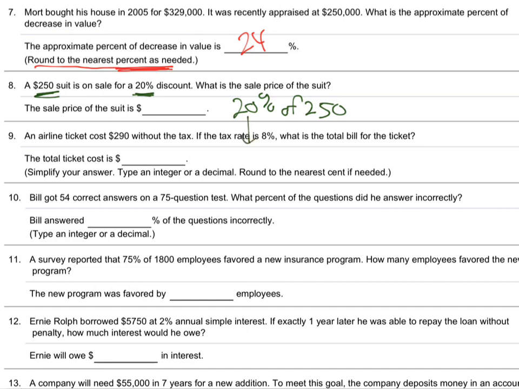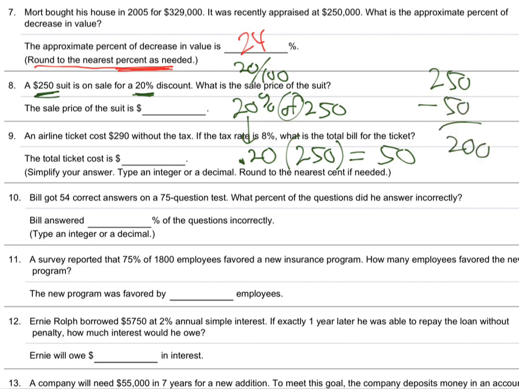So 20% as a decimal, 0.20, because it means 20 per 100, right? That's what percent means, which moves the decimal back 2 places. Of, what does of always mean? Multiply by 250. Doesn't that come out 50 bucks? So what do we do with that 50 bucks? Subtract it from the original, huh? And that leaves us with $200. So the new price would be $200. Does that make sense? We just took off 20% of it.